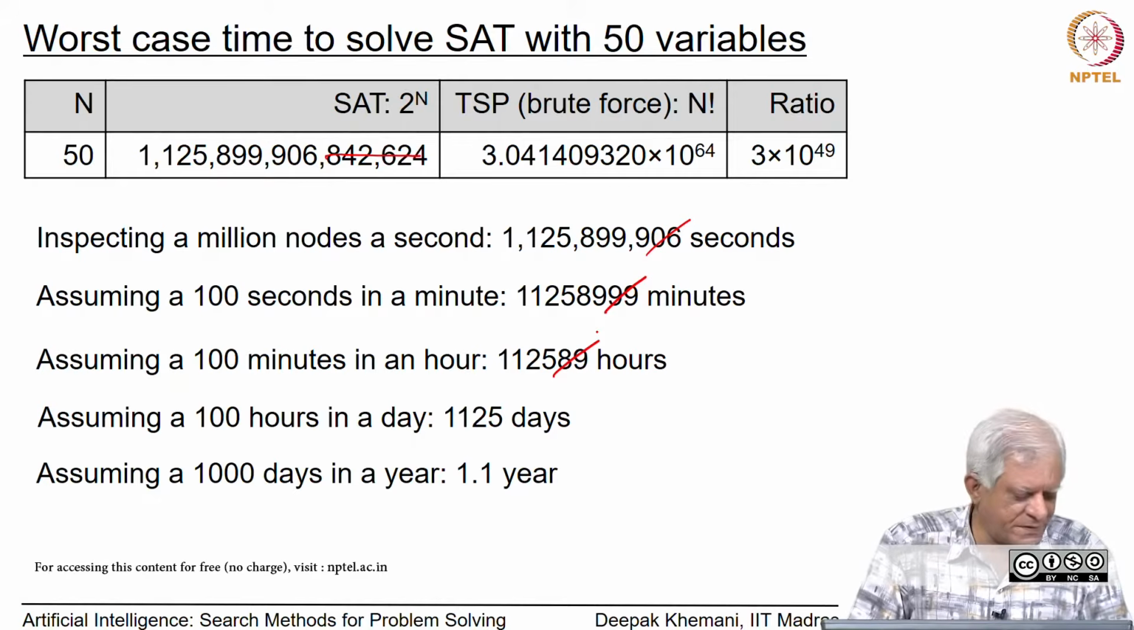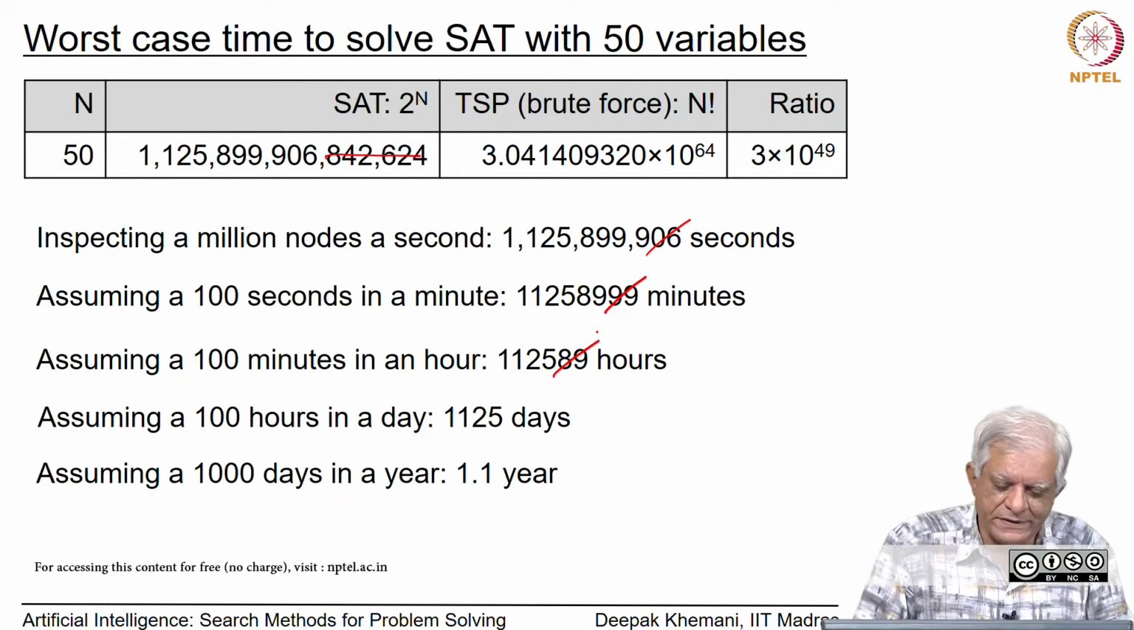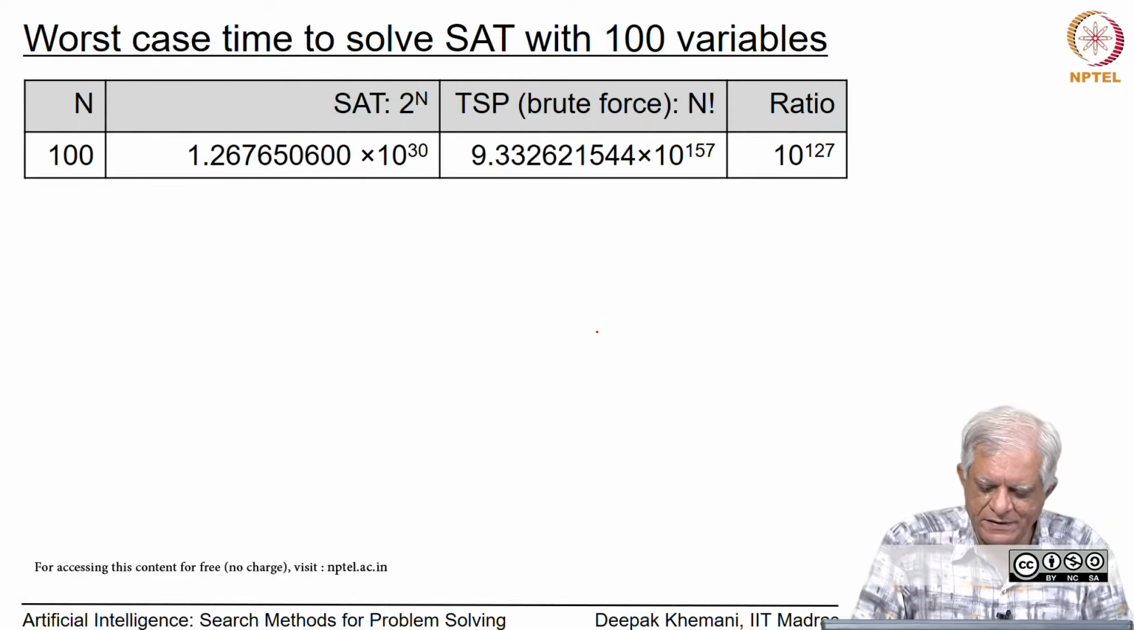This comparison becomes much more stark when we move to 100 variables for SAT. So, we see that we have a space of about 10 raised to 30 here.